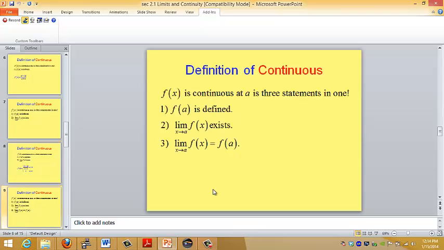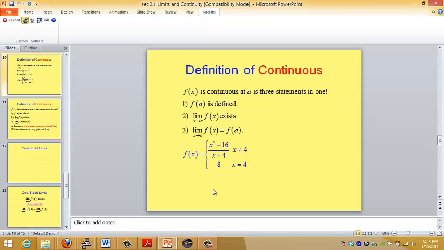See, that's why I said there's really 3 statements in one. They both have to exist. They have to be equal. So if you want a continuous function, how about that one? That function would work. See, the graph of this function, x squared minus 16 over x minus 4, it's worth looking at. And then we're out of here.